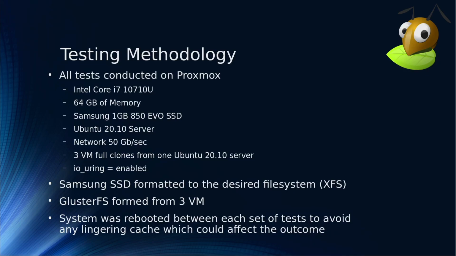So anyway, my server is a 6-core, and there's 64 gig of memory in the system, and I'm using 3 Samsung 1 TB 850 EVO SSDs. I know those are older, but hey, that's what I had. That's what was lying around, so that's what I picked up and used. I'm also going to use Ubuntu 20.10 server, and the network, of course, internally in Proxmox simulates a 50 gig network at its peak.